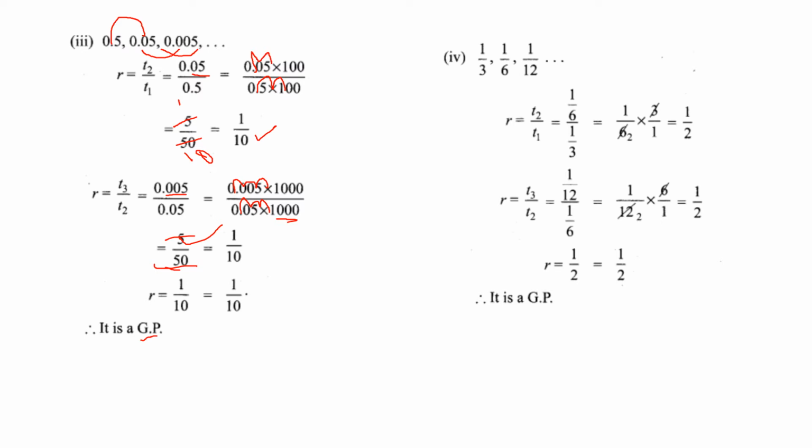Next question: 1 by 3, 1 by 6, 1 by 12. T2 by T1, that is 1 by 6 by 1 by 3. The 3 will move to the numerator. So 1 by 6 into 3 by 1. Cancel it, 1 3 is 3, 2 3s are 6, 1 by 2 is the answer. Next T3 by T2 means 1 by 12 by 1 by 6. So 6 moves to the numerator: 1 by 12 into 6 by 1. 1 6 is 6, 2 6s are 12, 1 by 2. So the ratios are the same. Therefore it is a GP.